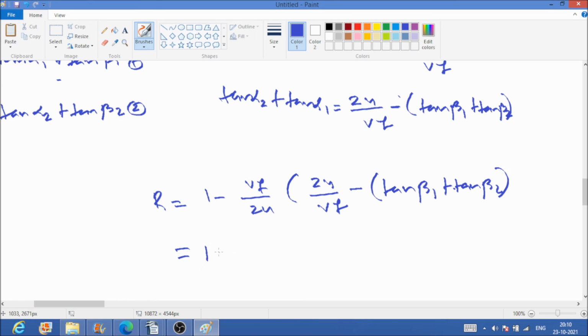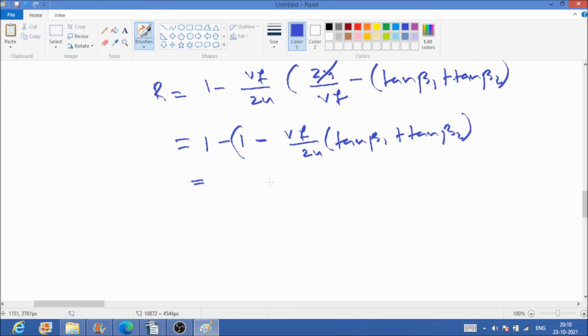Now this is equal to 1 minus, I will take it inside. So see, this is just reciprocal, so in the bracket 1 minus of, here it will be 1 if I take it inside the bracket. This is Vf by 2u tan beta 1 plus tan beta 2, and 1 and 1 will get cancelled out, and minus of minus is positive, and this will be equal to Vf by 2u tan beta 1 plus tan beta 2. So this is my R.